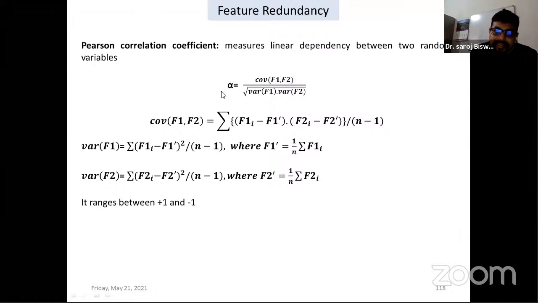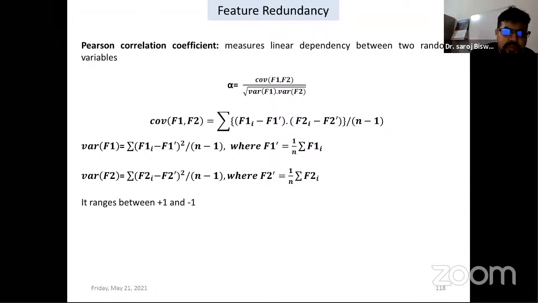And this score ranges between +1 and -1. +1 means two features are exactly similar. If the score is -1, then we can say two features are exactly dissimilar. There is no similarity between the two.